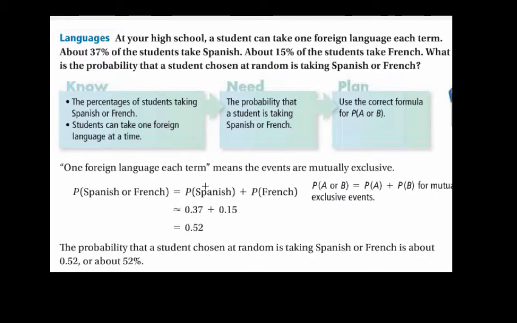So what is the probability that you take Spanish or French? Well, we have to calculate the probability of taking Spanish, and the probability of taking French. And what we do is add those 2 probabilities together when they are mutually exclusive. So the probability of Spanish is approximately 0.37. Taking French is 0.15. Add those 2 together, we get 0.52. So the probability that a student chosen at random is taking Spanish or French is about 0.52 or 52%.